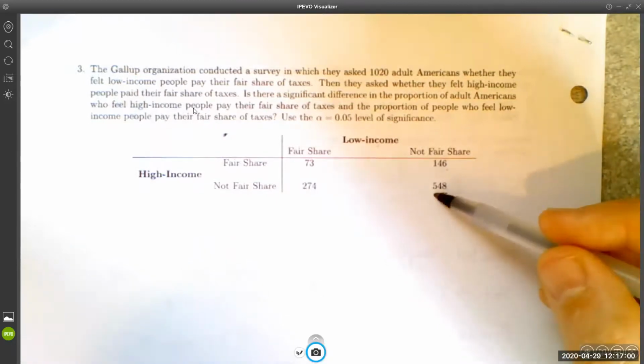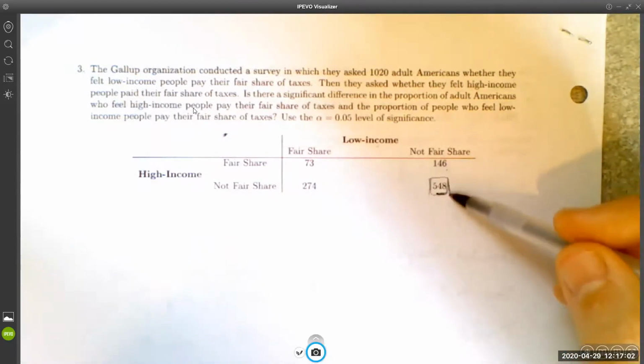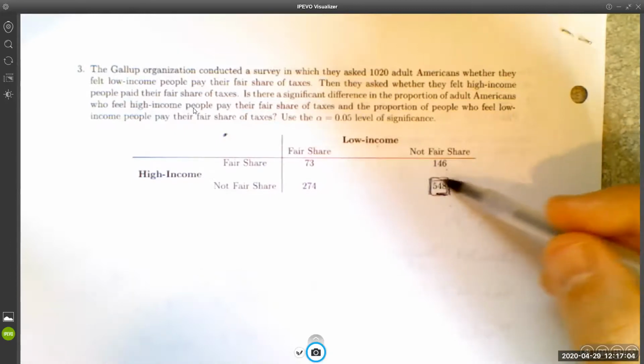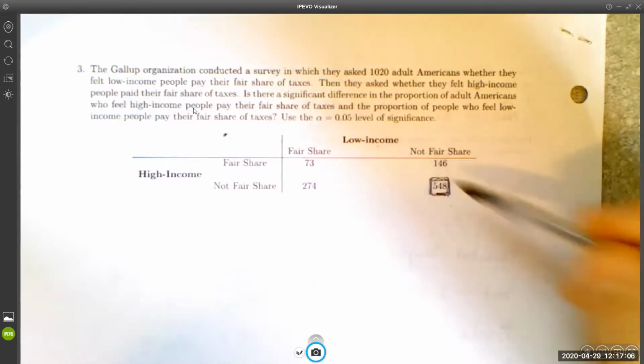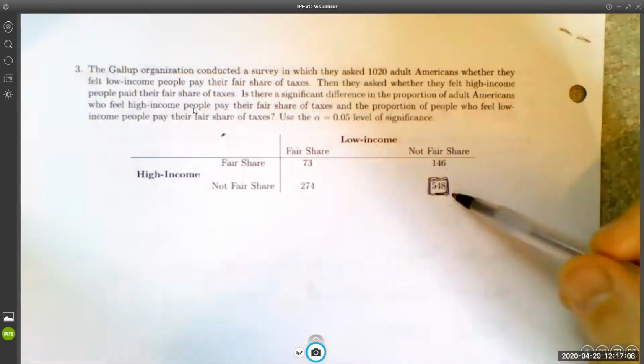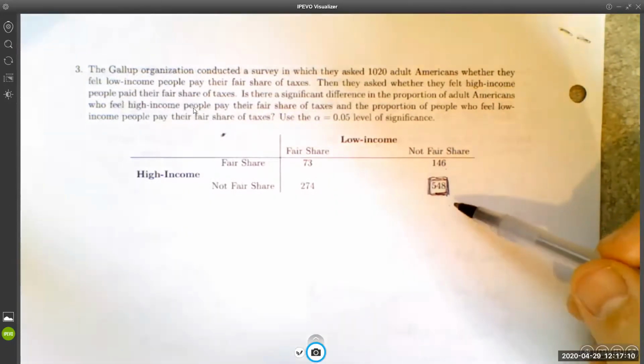That's weird. I think most people, this must be made up, because I think most people probably feel like, oh, we're all paying too much taxes. But anyway, so this is nonsense. I think it's all made up.